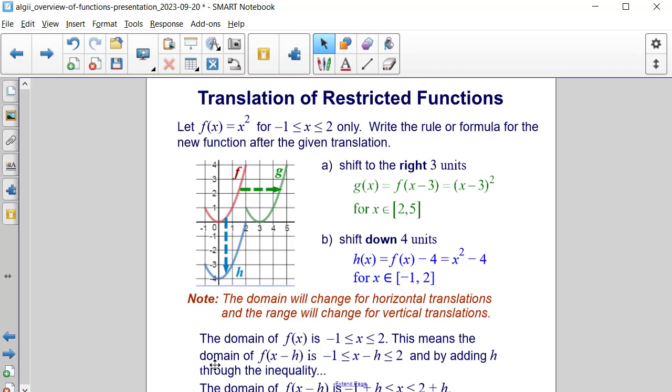And this is occurring because the domain of f of x minus h can be set up as an inequality. Like you can take x minus h and substitute it in for x in the original domain. And then if you add h to both sides of each inequality, you will end up having -1 plus h is less than or equal to x, which is less than or equal to 2 plus h. And that indeed is the domain of our new function after this horizontal translation. If we take -1 and we add 3 to it, you get positive 2. If you take 2 and add 3 to it, you do get positive 5.